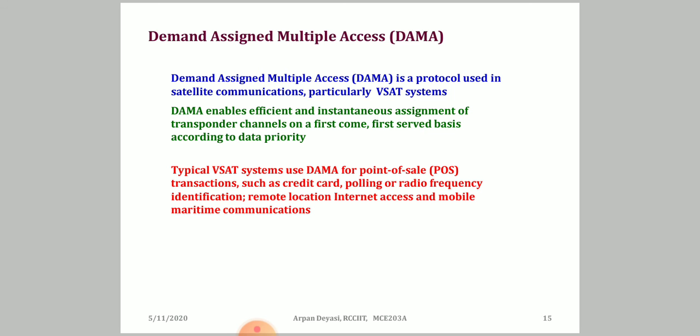So, credit card, radio frequency or polling identification, remote location internet access, mobile maritime communications. For these cases, people use demand assigned multiple access. So, these are some features. Basically, it is used for credit card. When you require the data, then you will be assigned a channel.